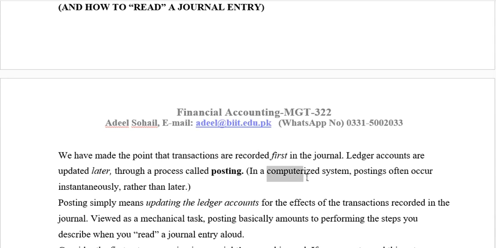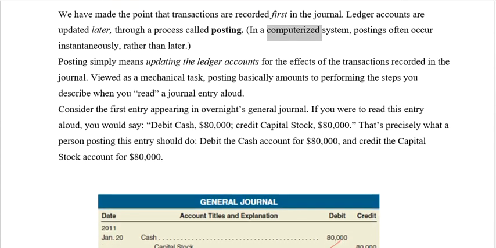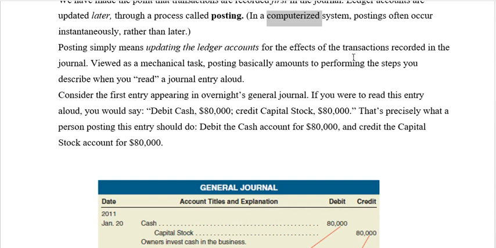In computerized accounting especially, posting often occurs instantly rather than later. That is to say, as you record the business transaction, you have an icon that says post, and it is posted directly in your ledger account. Posting simply means updating the ledger account to reflect the transaction recorded in a journal, fine.